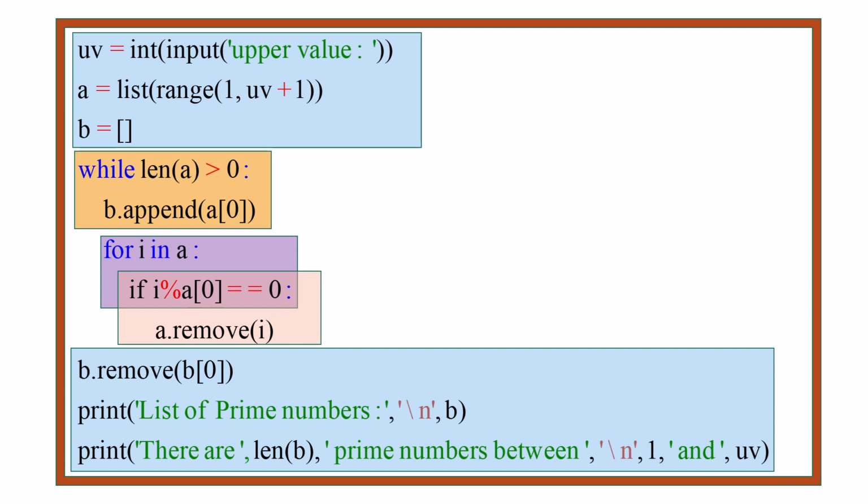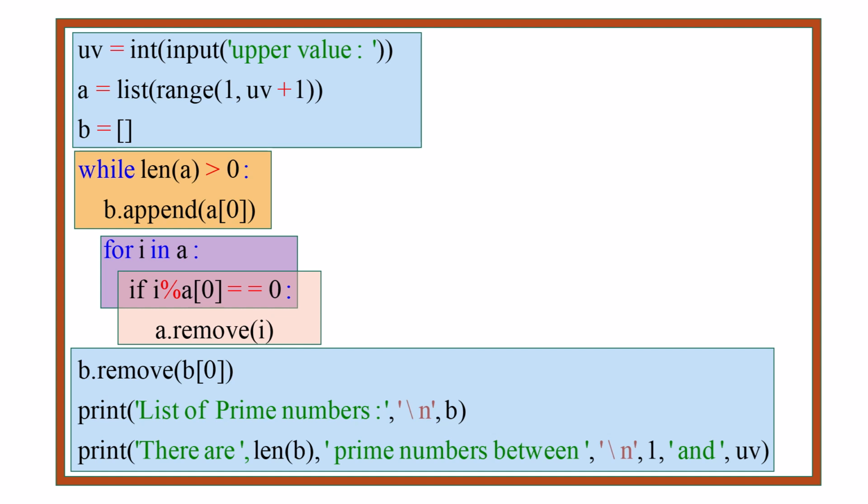And as a consequence of this, all the prime numbers from list A would now be transferred to list B. Now I am going to remove the very first number from the list B. That is because the first element is 1 and 1 is not a prime number. So that's the reason for putting that remove command over there.